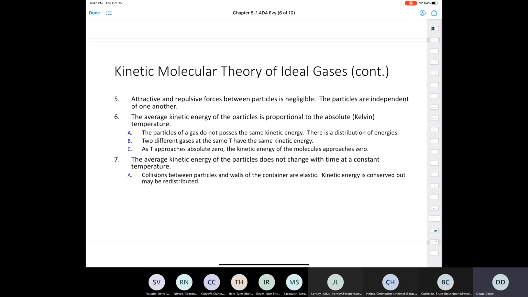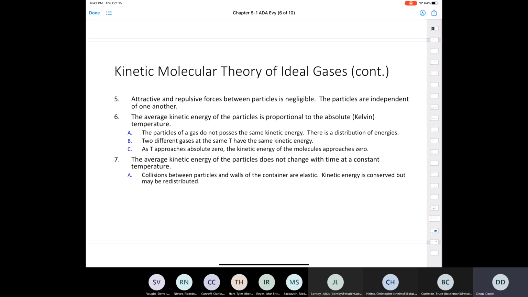The average kinetic energy of the particles is proportional to the absolute temperature in Kelvin. So the particles of a gas do not all possess the same kinetic energy. There's going to be an overall distribution of energies. Some of them are going to have more kinetic energy than others. Two gases at the same temperature are going to have the same average kinetic energy.